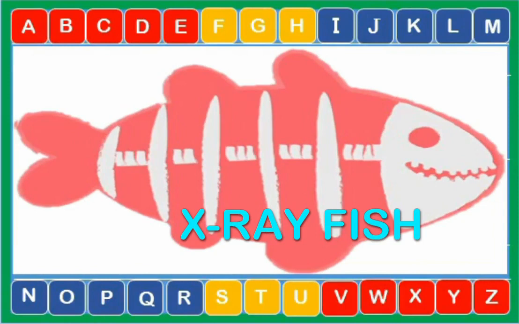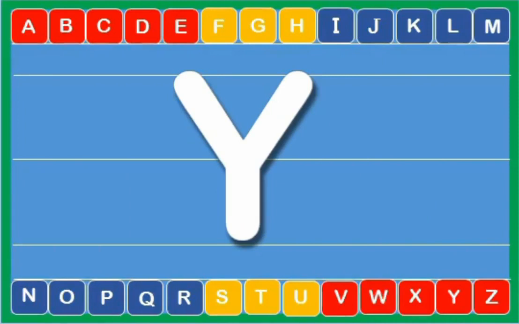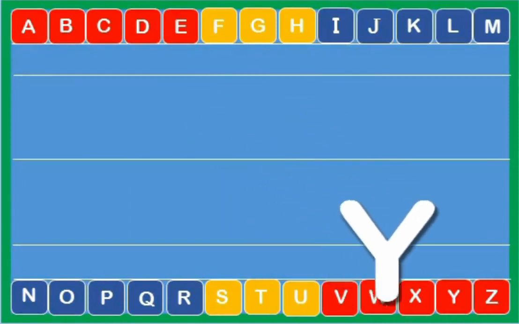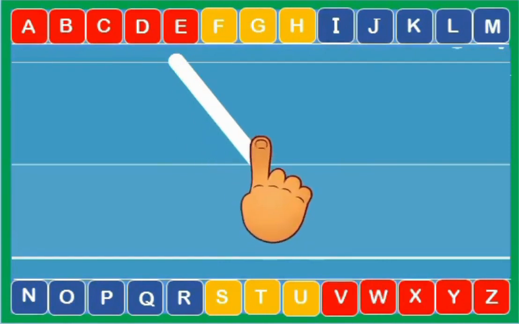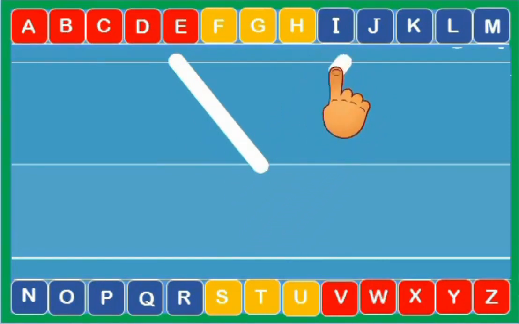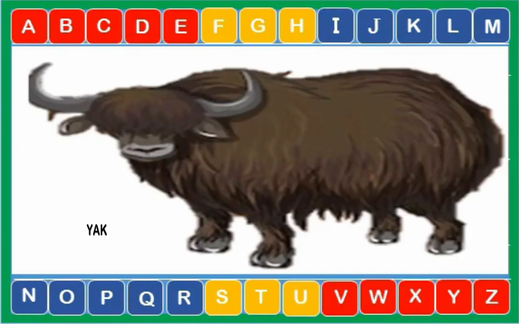Next is letter Y. Upper right stroke, upper left stroke, and a stroke down. Y for yak.